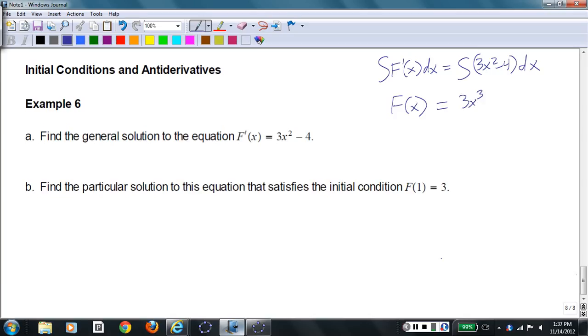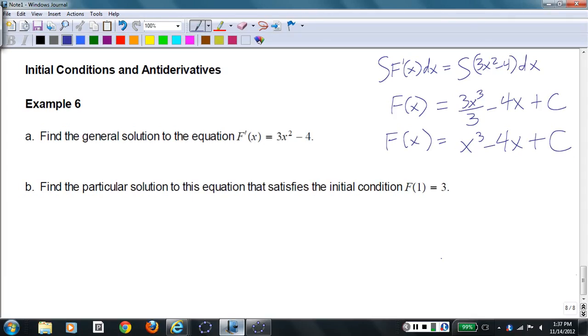3x cubed over 3, add 1 to the exponent, divide by the new exponent that we found, minus 4x. I just ruined the problem for myself, minus 4x plus c. I think I can fix it though in the GeoGebra example. So one more thing, big F of x equals x cubed minus 4x plus c.